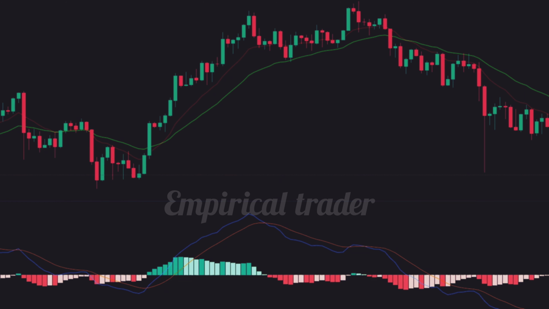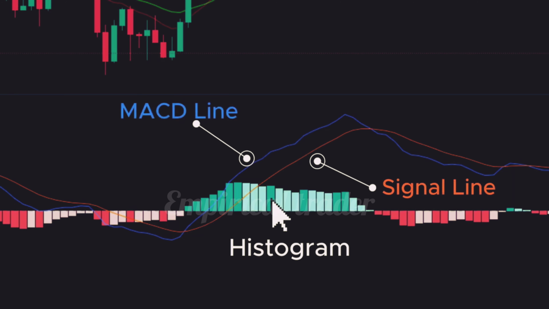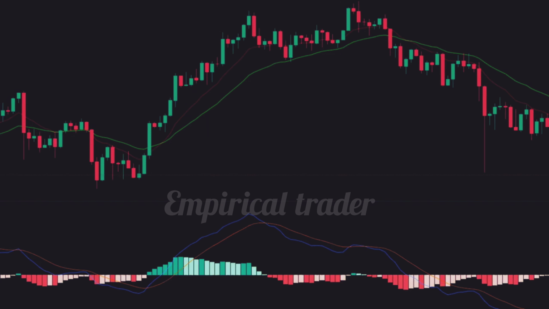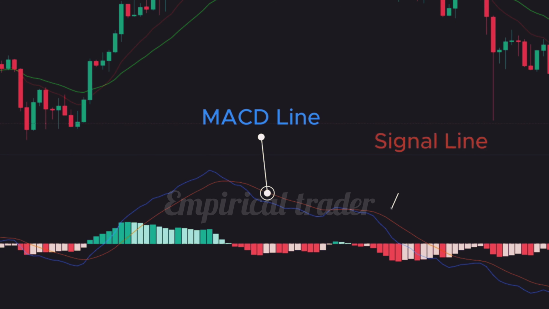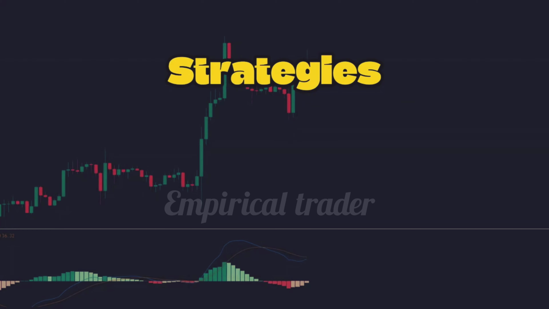And finally, we have our histogram. When the MACD line is above the signal line, the histogram turns green above the 0 line. This indicates momentum of price going higher. And when the MACD line is below the signal line, the histogram turns red below the 0 line, indicating a downtrend in price. Now let's learn some strategies to trade the MACD indicator.